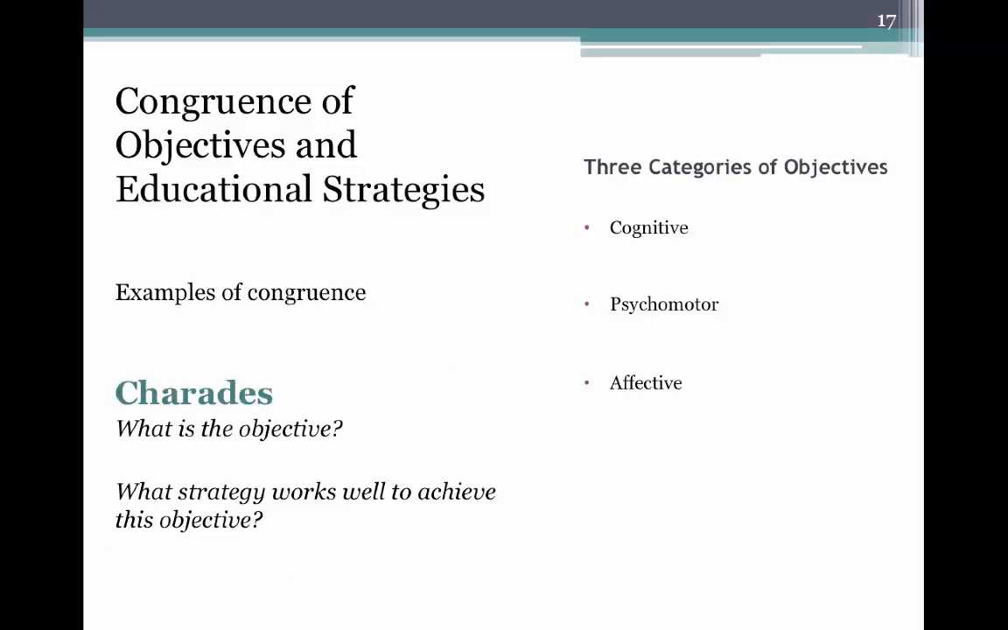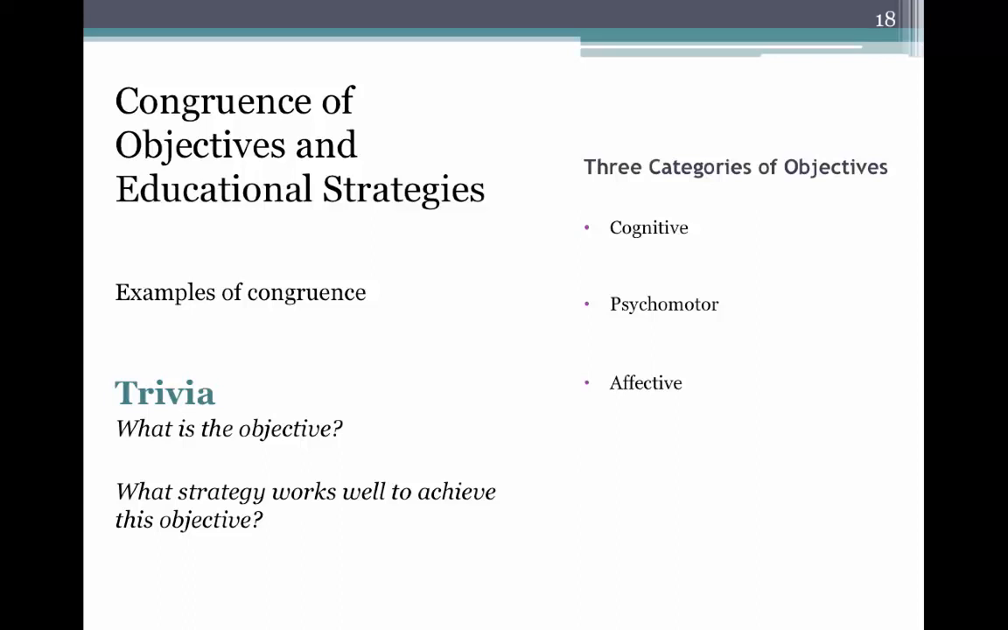In other examples, let's talk about some games. Think of charades and how this is a demonstration in congruence. This is a game based around an affective objective, as you are attempting to convince another party of who you are. In this situation, role play works perfectly.